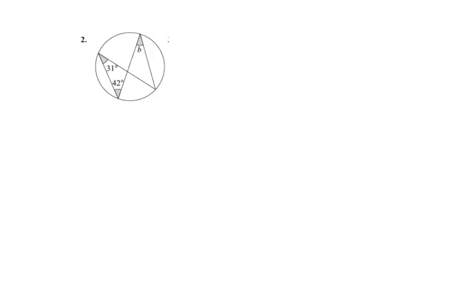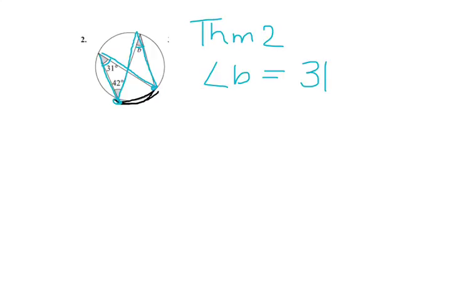Okay, so now I want to find B. Well, I can see that B is traced out by this arc here. And then I can see that also this angle is traced out that way. So that means that angle B must be the same as the 31. That's Theorem 2. So angle B must be equal to 31 degrees.